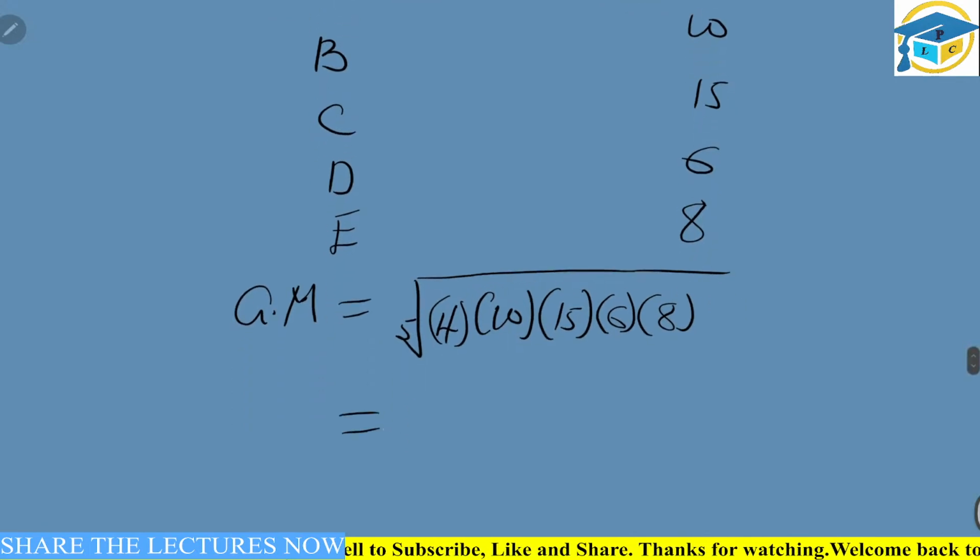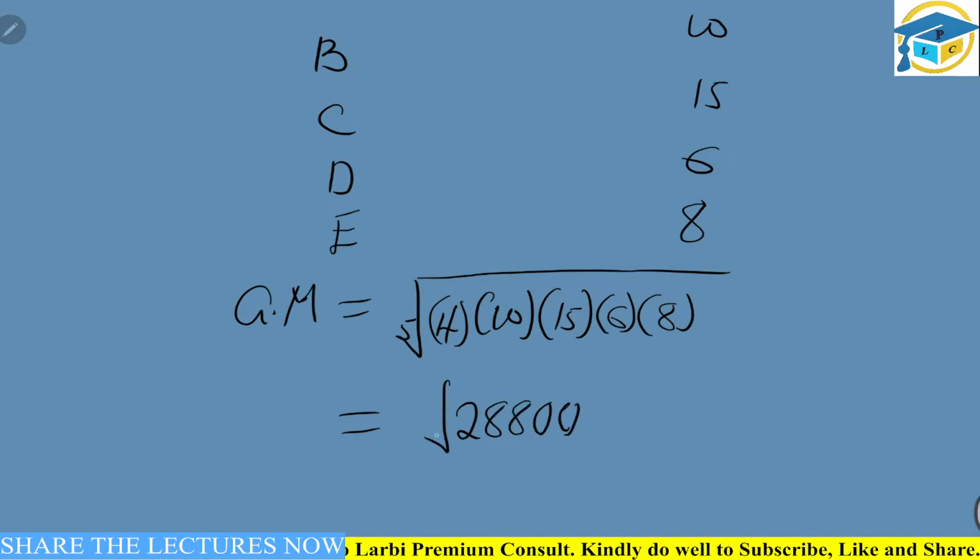So in this particular case, when you find the product of these values, you make sure you don't bring the percentage within the bracket. Just deal with the raw values. So when you multiply 4 by 10 by 15 by 6 by 8, you should be able to get 28,800, right? And we find the fifth root of 28,800.